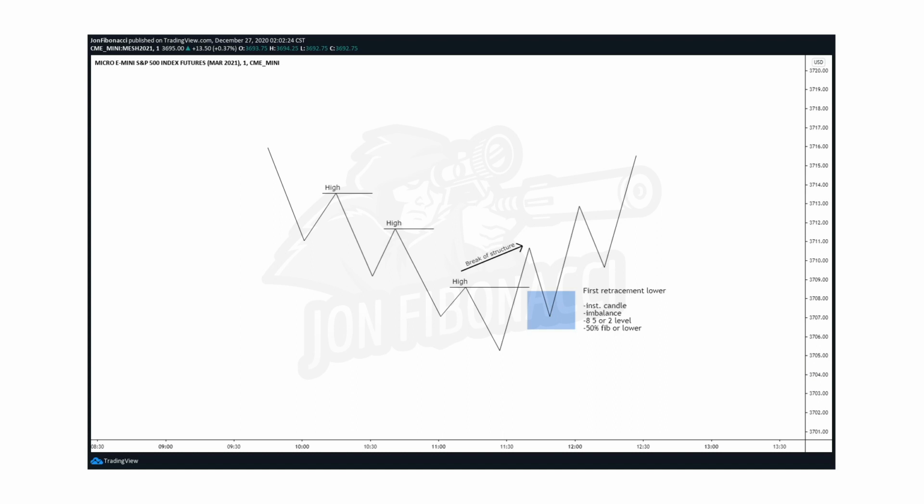Then I want to make sure I incorporate that with the Fibonacci levels, that these retracements, like the institutional candle imbalance, yada, yada, have to happen at a Fibonacci level of 50% or lower. So preferably the 618 or 786, something like that. As long as it's 50% or lower, then I'm content with that.